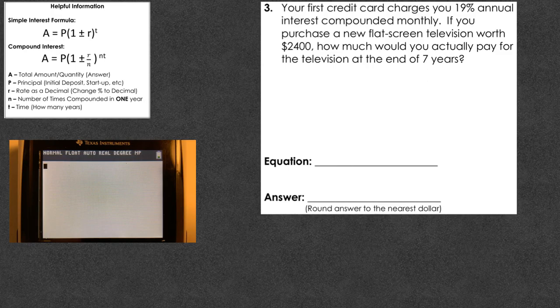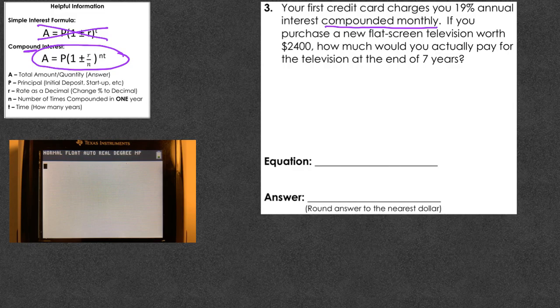Your first credit card charges you 19% annual interest compounded monthly. If you purchase a new flat screen television worth $2,400, how much would you actually pay for the television at the end of 7 years? So let's go back and indicate which equation we want to use. I remember reading the words compounded monthly. So that would give me an indication I want to use our compound formula that has the word compound in it. So I'm going to mark off the other one, and we're going to focus on this second equation.